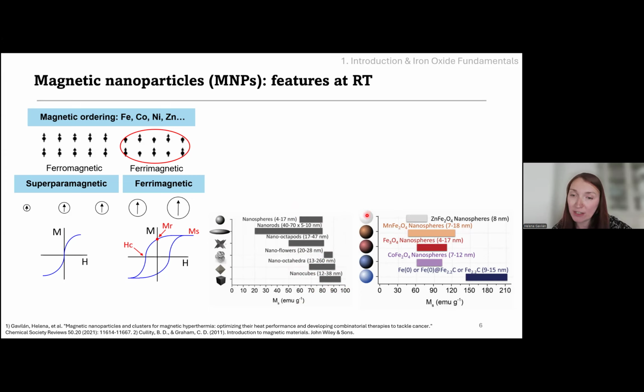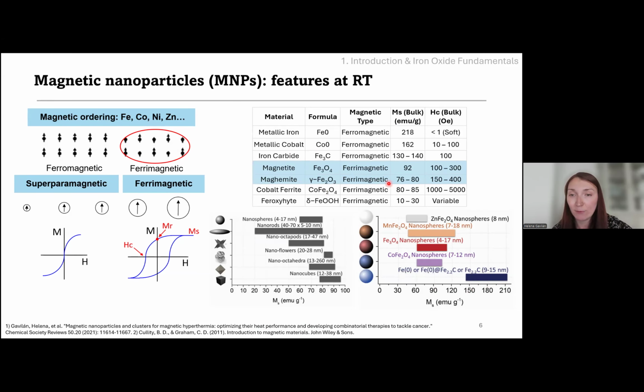And if we consider spherical nanoparticles in different compositions, we see that for the ferrites we are still more or less in the range of 90 emu per gram. But selecting other compositions different from ferrites, like metallic nanoparticles, such as metallic iron or iron carbide, we can obtain a huge saturation magnetization, above 150 emu per gram. This is also very interesting.